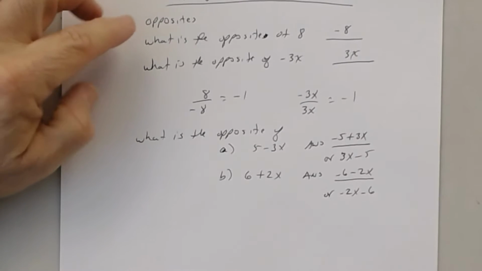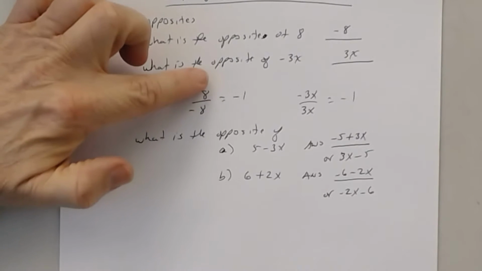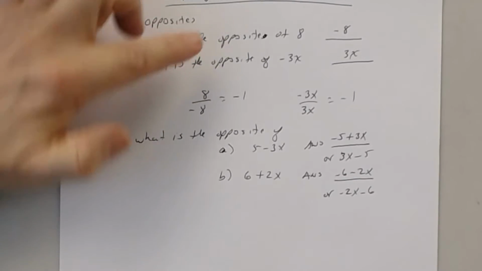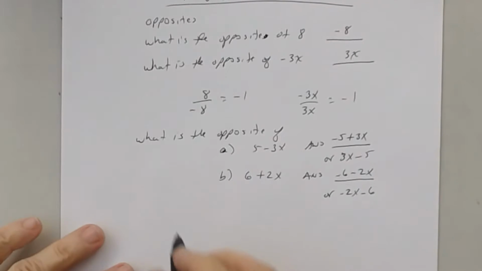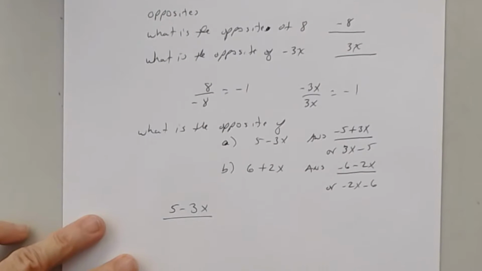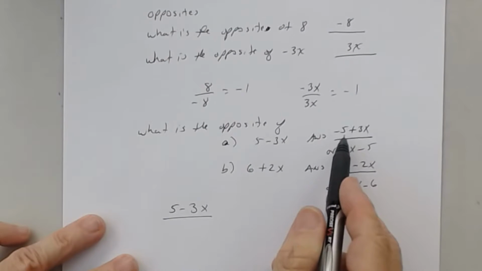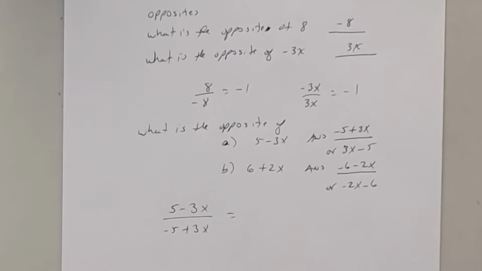Now, just like I did a while ago, when I looked at the opposite of 8, which is -8, and I divided them, I ended up with -1, right? -3x divided by 3x is -1. Let's look at these in that perspective as well. So if I look at 5 minus 3x and divide it by its opposite, which is -5 plus 3x, what should that equal? 0? Who said 0? -1. They're opposites, right?